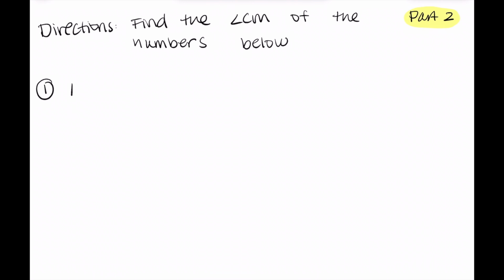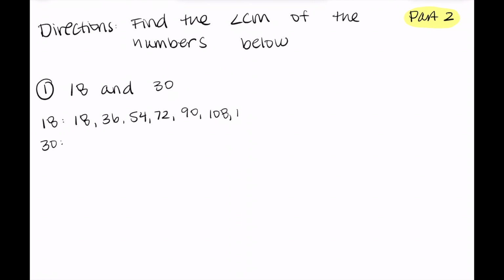So for number 1, we have 18 and 30. Our strategy here, the same way that we went over it when we defined what a least common multiple was, is we're going to write out the multiples of both numbers, and then we're going to see what multiples they have in common, and we are looking for the one with the least value.